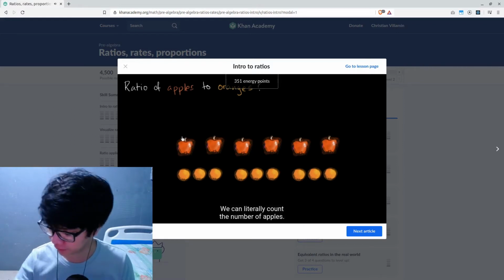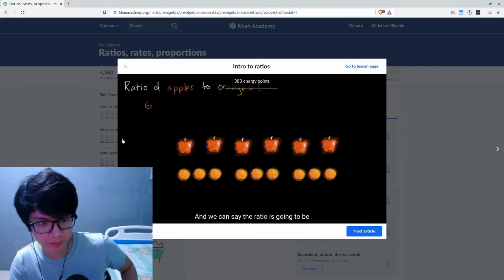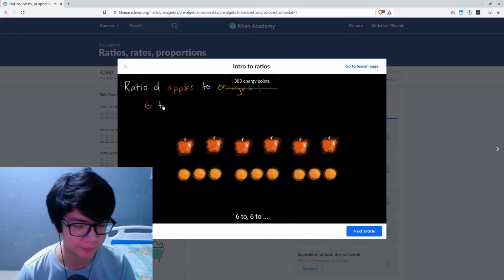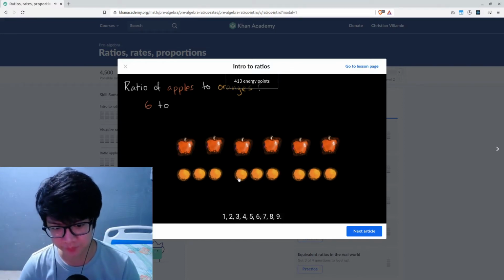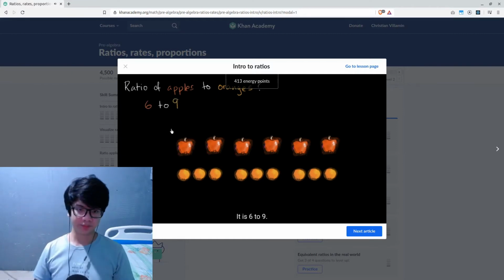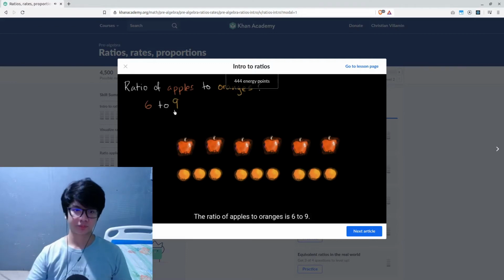We can literally count the number of apples: 1, 2, 3, 4, 5, 6. So we have 6 apples. And then how many oranges do we have? 1, 2, 3, 4, 5, 6, 7, 8, 9. It is 6 to 9. The ratio of apples to oranges is 6 to 9.